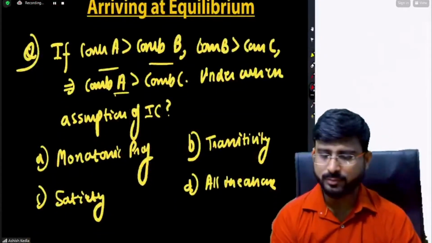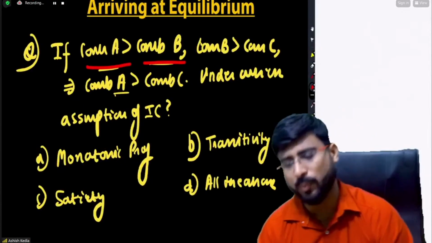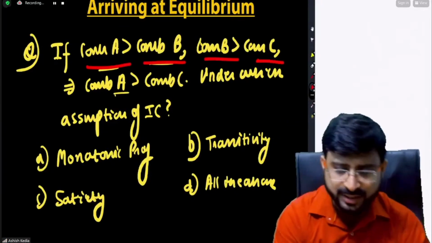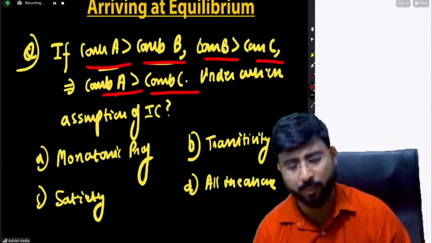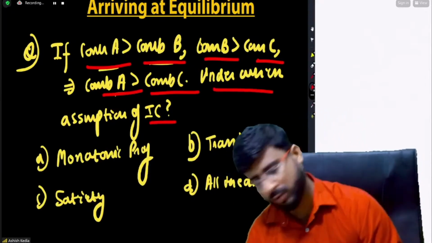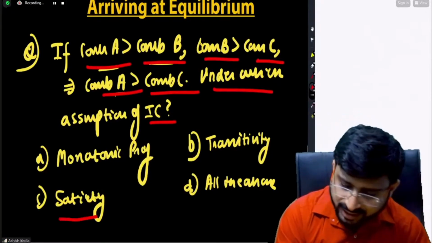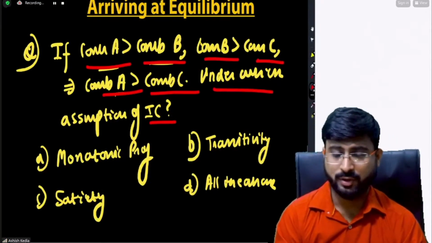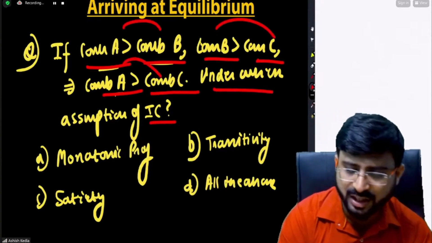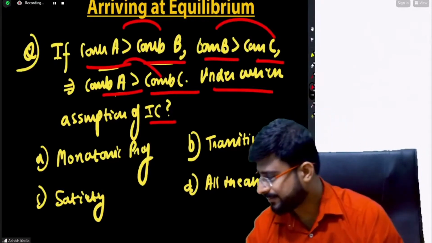Okay. Acha. If combination A is preferred over combination B and combination B is preferred over combination C, then combination A will be preferred over combination C. Which assumption of indifference curve talks about this? Monotonic preferences, transitivity, satiety, or all the above? Where if combination A is better than B, B is better than C, then A will be better than C.